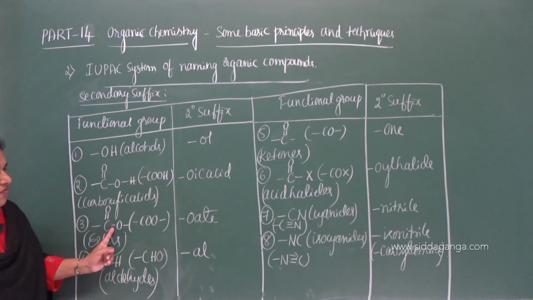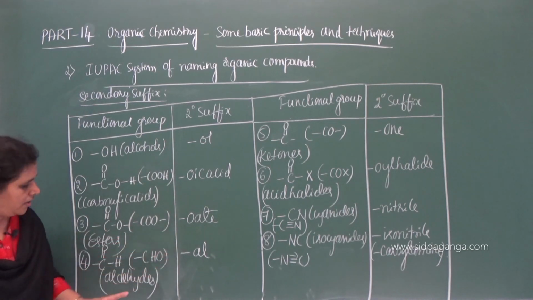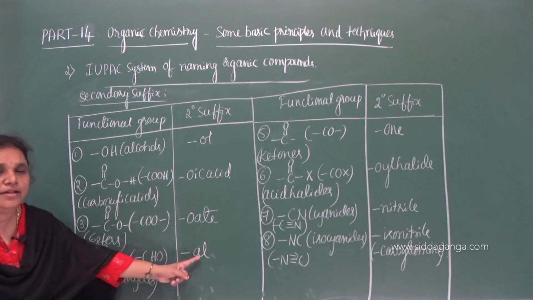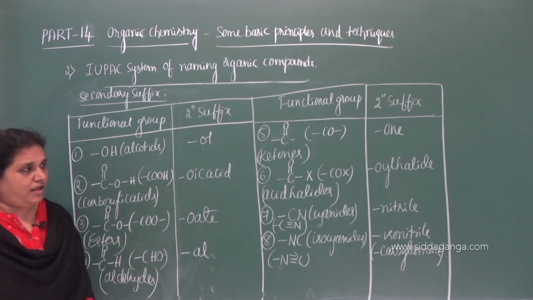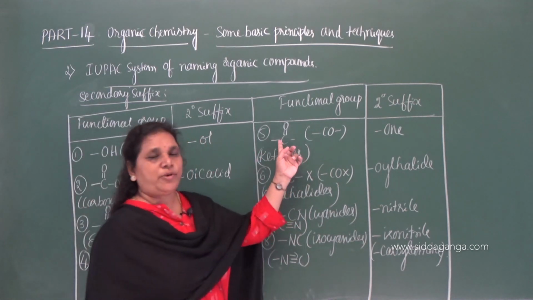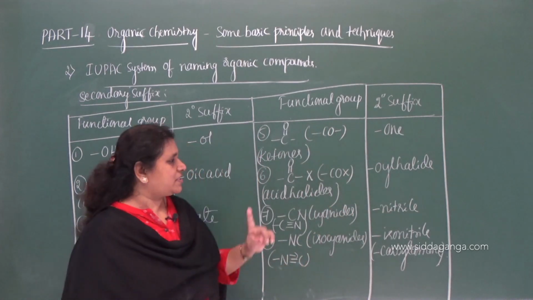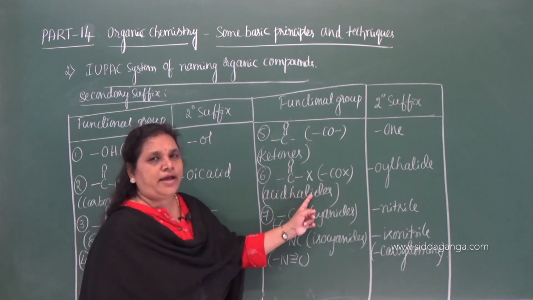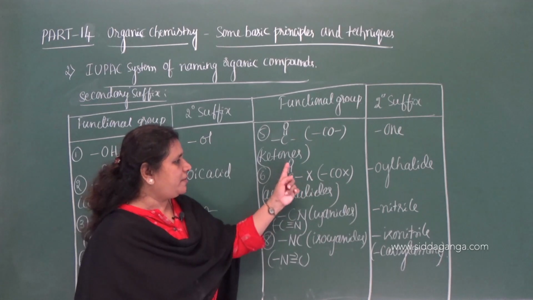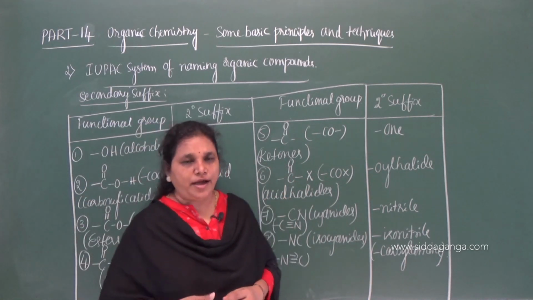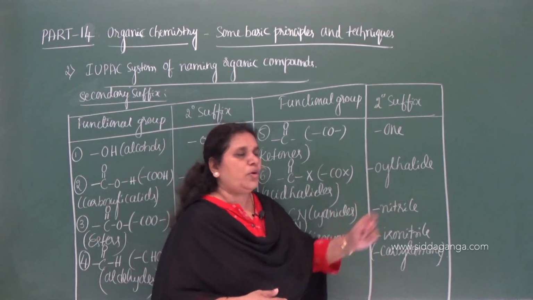Ester functional group, if it is there, then it is oate. And aldehyde functional group, if it is there, CHO, then the secondary suffix will be al. Then ketone, the functional group of ketones, if it is present, then one is the secondary suffix. And acid halide functional group, C double bond OX, where X is either chlorine, bromine or iodine, if it is there, then oyl halide.